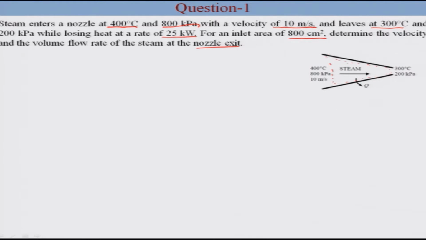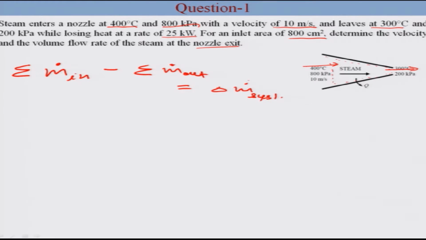We have assumed that steam is the system, and since it is a control volume, mass is entering here and exiting at the other end. So we need to find the exit velocity and volume flow rate at the nozzle exit. So from the mass balance, rate of mass in minus total rate of mass out of the system will be equal to total change in mass of the system.